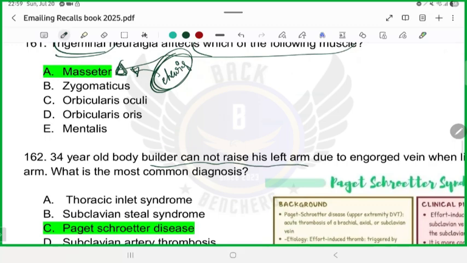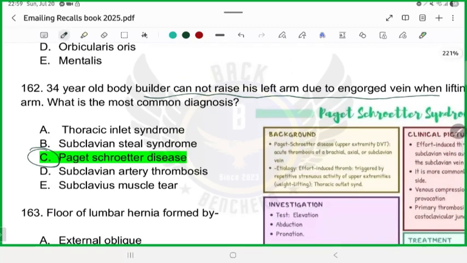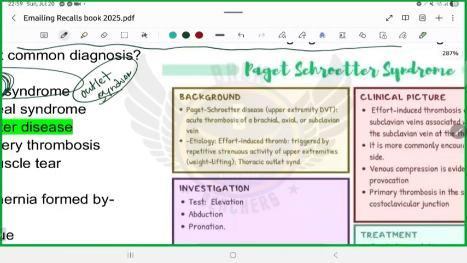A 34-year-old bodybuilder cannot raise his left arm due to an engorged vein. What is this? This is Paget-Schroetter syndrome. You might get confused with thoracic inlet syndrome, but remember, we didn't teach you thoracic inlet syndrome. We taught you thoracic outlet syndrome. The thing that comes to your mind is thoracic outlet syndrome, and Paget-Schroetter disease is one kind of thoracic outlet syndrome. See, we have it in our flashcards. We will upload it in our flashcards.